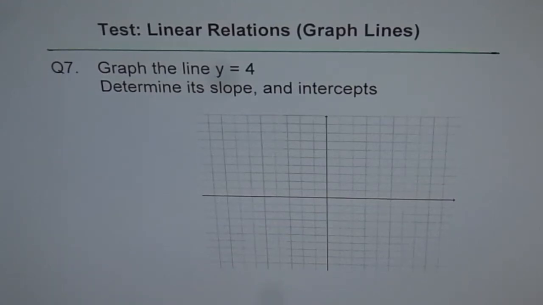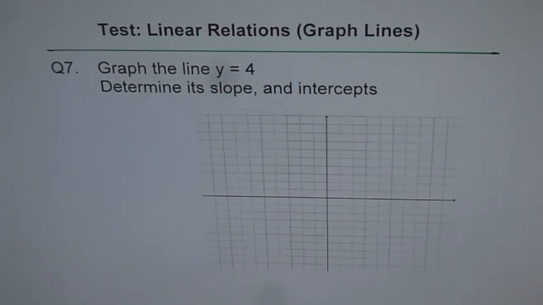So in this series of 10 questions on graphs, we are working on linear relations. Question number 7 is: graph the line y equals 4. Determine its slope and intercepts.